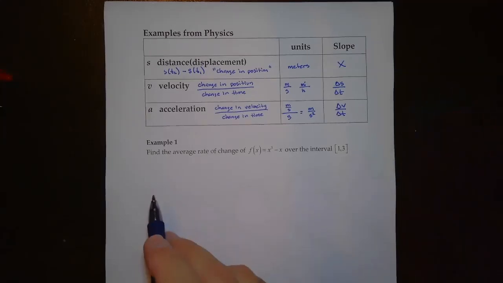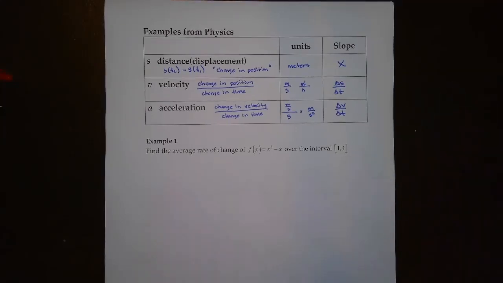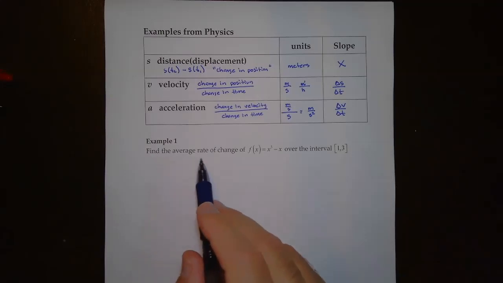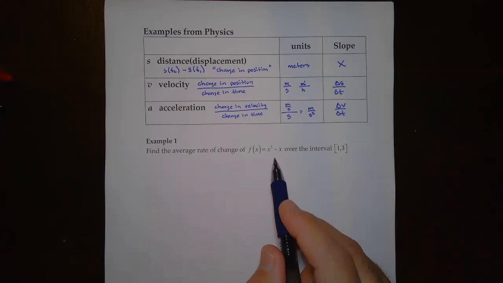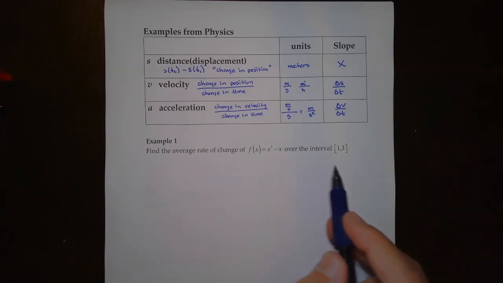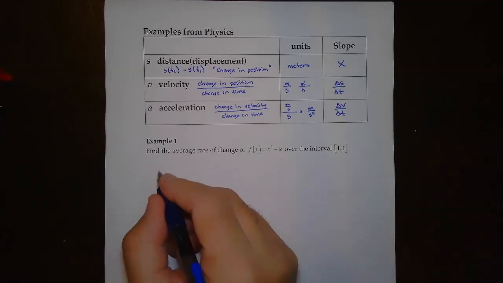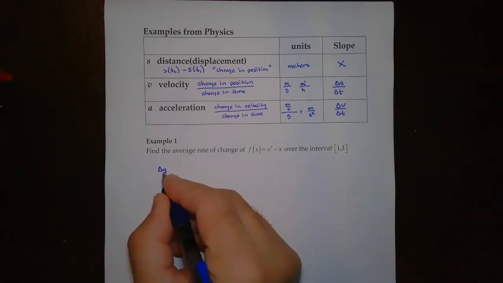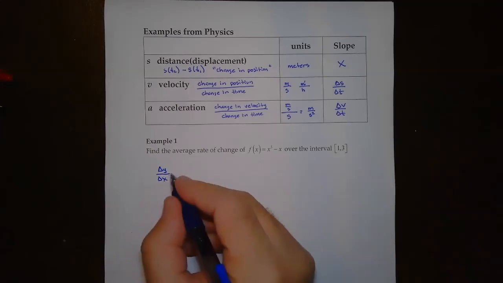Really what I want you to be able to do is this example right here that we're going to do next, okay? And that is find the average rate of change of f of x, which equals x cubed minus x, over this interval. So I have to give you an interval to do average rate of change, okay? So we could write delta y over delta x. That's the average rate of change.